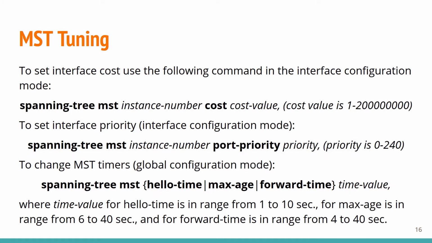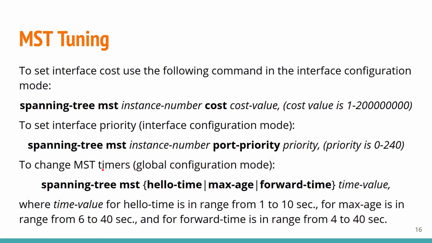We can also do some MST tuning. For example, to set interface cost, use the following command in interface configuration mode: spanning-tree mst with the instance number and cost with the cost value, where the cost value is in the range from 1 to 200000000. To set interface priority, use the following command in interface configuration mode: spanning-tree mst with the instance number, port-priority with the priority value, where the priority value is in the range from 0 to 240 with increments of 16.